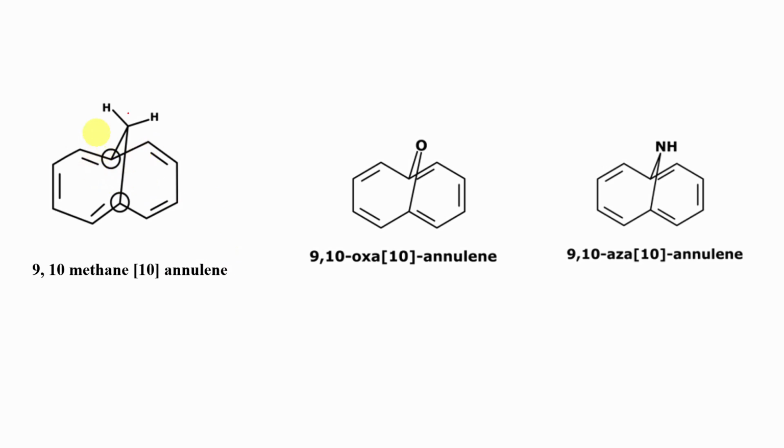The aromaticity also can be attained by the removal of these two hydrogens and by locking this carbon and this carbon by an oxygen atom also. For example, oxa-bridged 10-annulene. It is also aromatic. Similarly, we can lock the 9 and 10 carbons by an NH group. Thereby we will get aza-bridged 10-annulene, which is also aromatic.